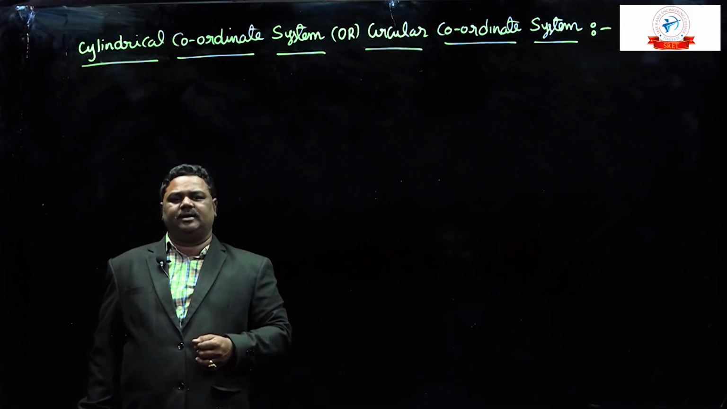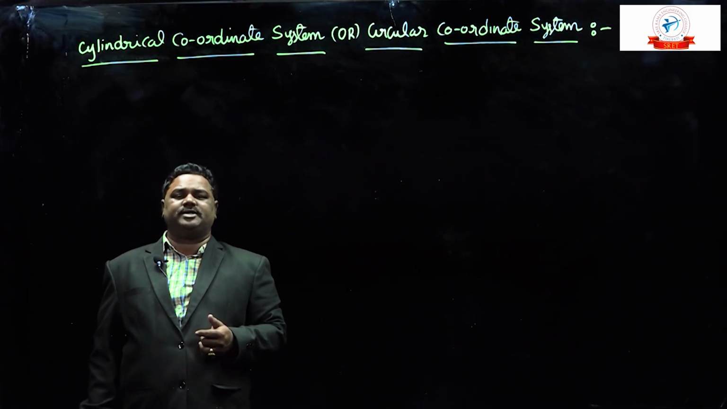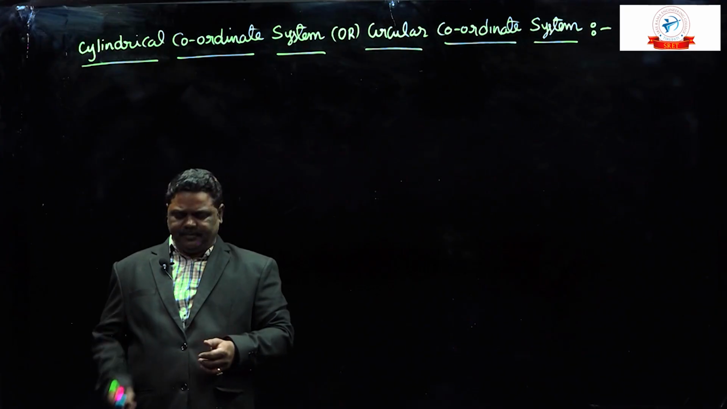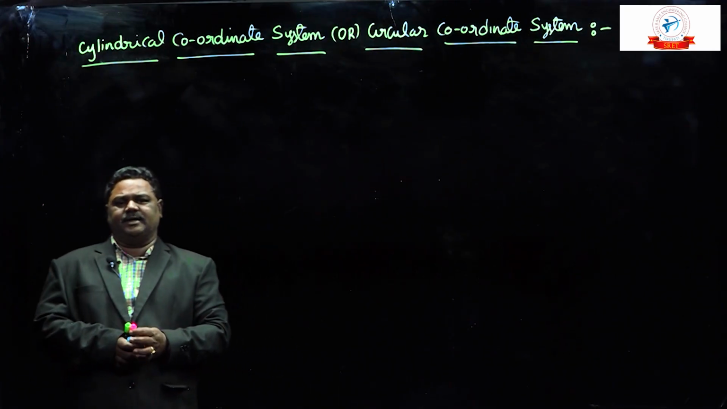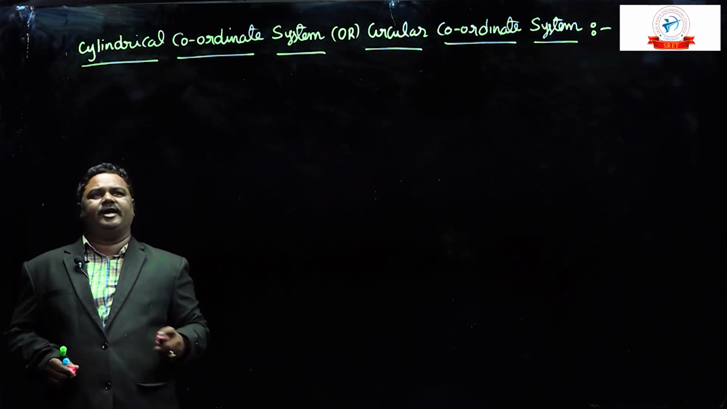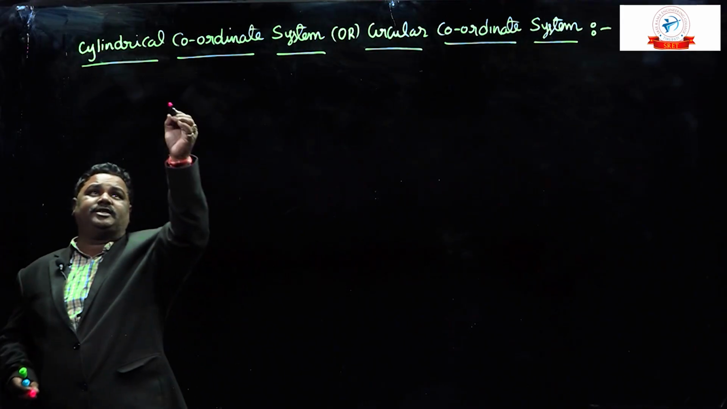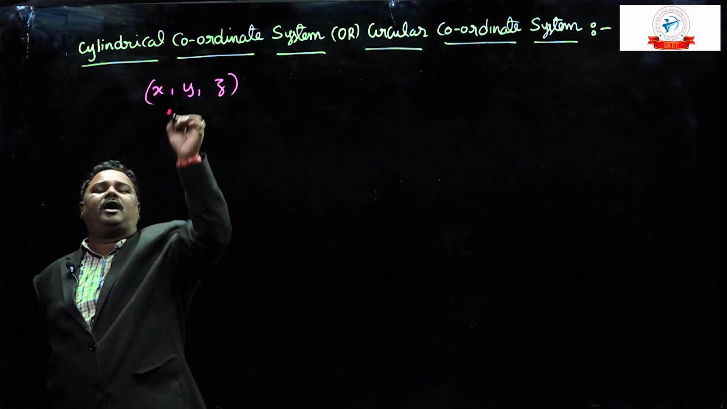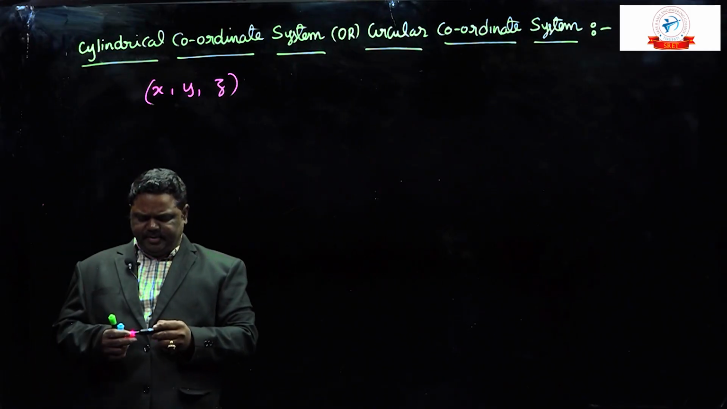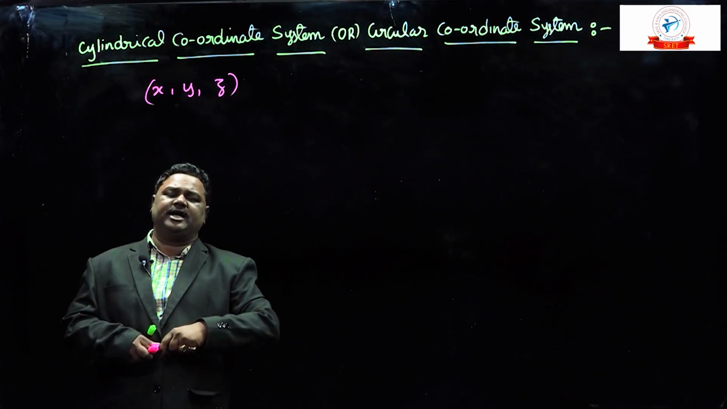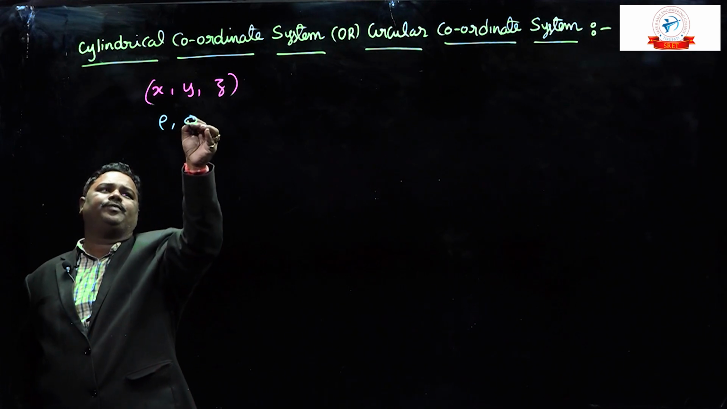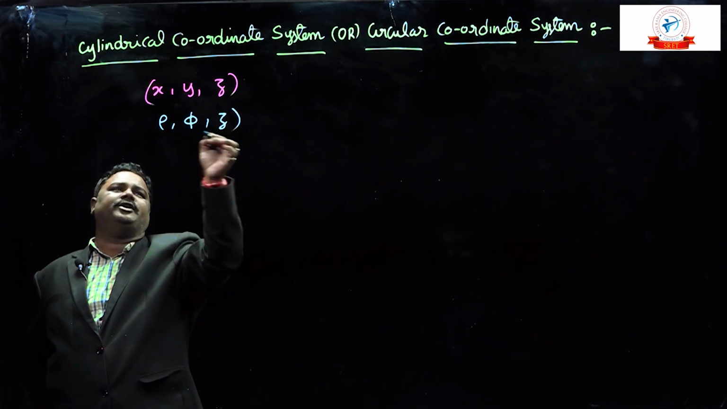Now consider the next coordinate system, which is the cylindrical coordinate system or circular coordinate system. Already we have studied the Cartesian coordinate system. In the Cartesian coordinate system, what are the coordinates? X, Y, Z are the coordinates. Similarly, if you consider the cylindrical coordinate system, the coordinates are rho, phi, z.